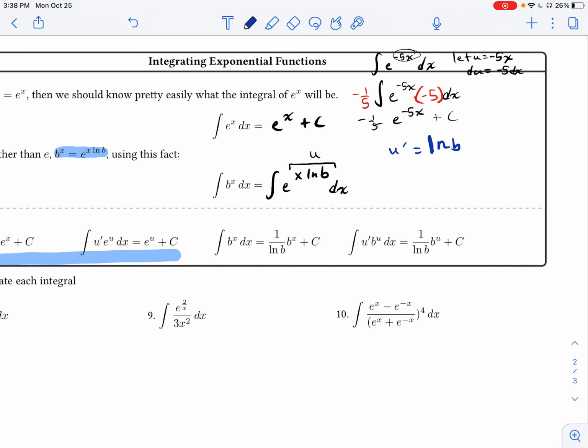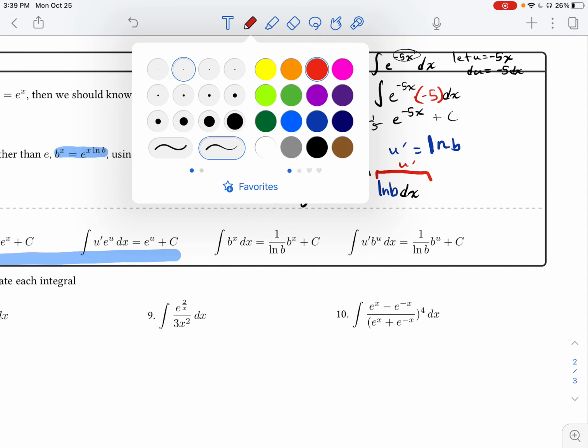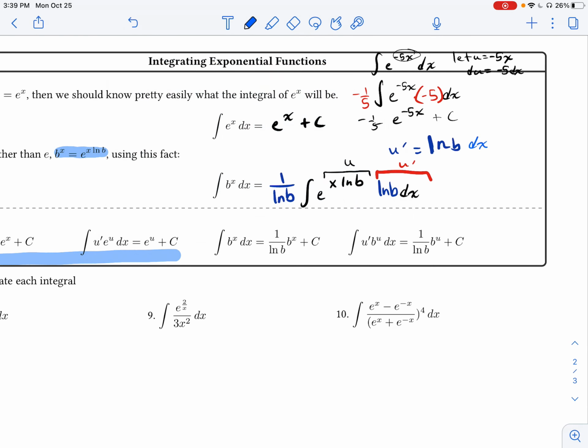Okay, so if u prime is the natural log of b, we can integrate this as e to the u. We can rewrite it in this form where our base is e. So we can write this as e to the u as long as we have u prime in our integrand. Well, in order to have u prime in our integrand, we could just move this over here and write this as the natural log of b, as long as we have 1 over the natural log of b here on the outside. Okay, so now we see this as our du, or u prime. There's our u prime there. I probably should have written dx here. There you go. There's our dx.